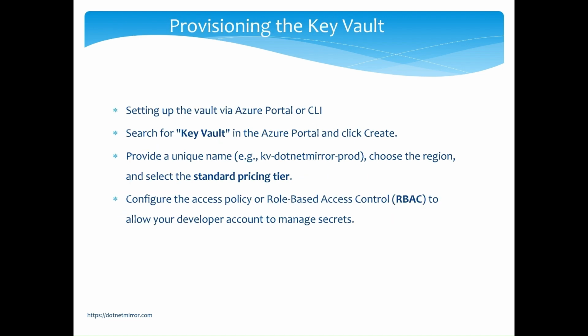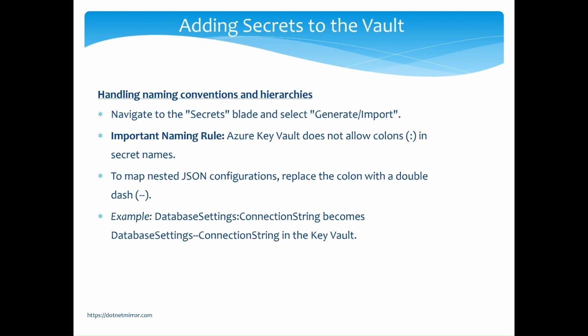Setting up the vault is straightforward. You can use Azure CLI or simply search for Key Vault in the Azure Portal. You will need to assign it a globally unique name, for example, kv-.netmirror-prod. Select your region and choose your pricing tier. The critical step during provisioning is configuring the access policies or RBAC assignments. You must ensure that your specific developer account is granted permissions to manage and read secrets so you can populate the vault initially. Once provisioned, you will navigate to the secrets blade and select the generate and import option.